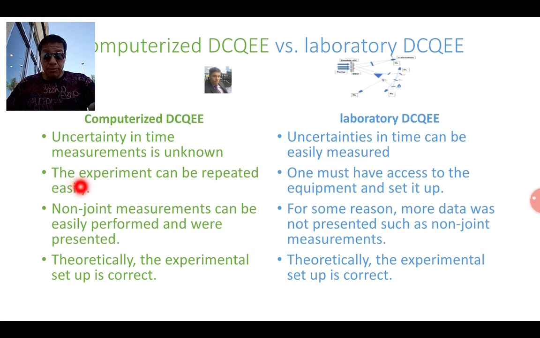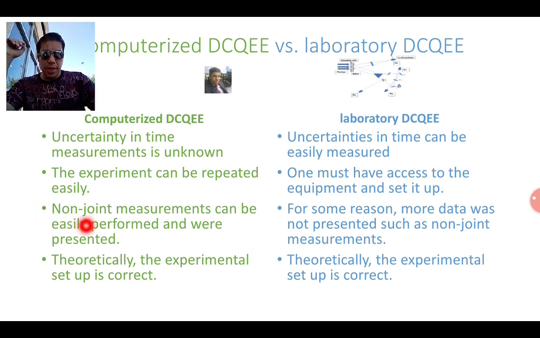But the computerized version of the delayed-choice quantum erasure experiment can be repeated easily. And for the laboratory version, one must have access to the equipment and set it up. Right? It's a little more difficult to recreate that experiment at home, right? The computerized version, you can actually take your device and just do it.